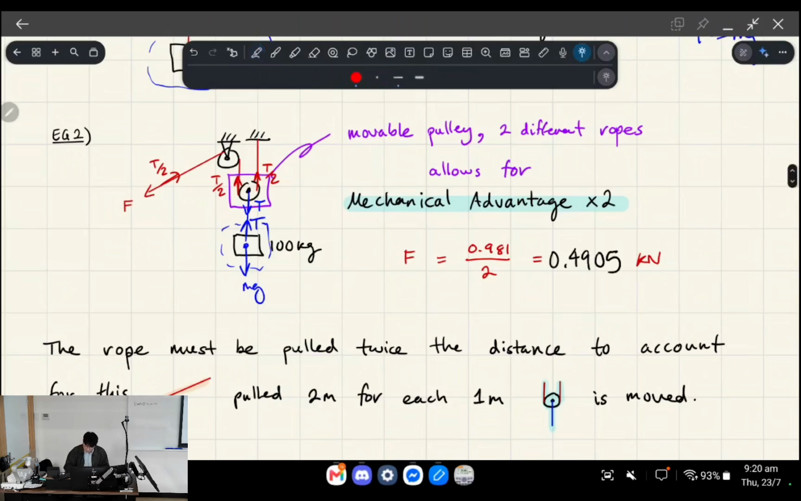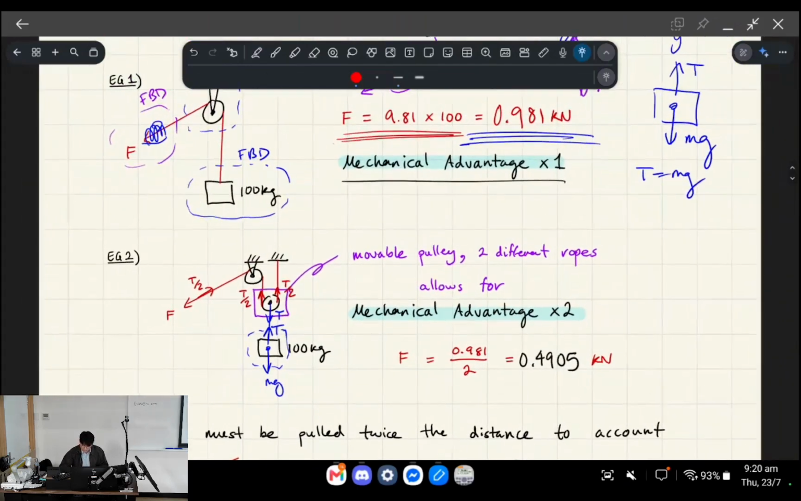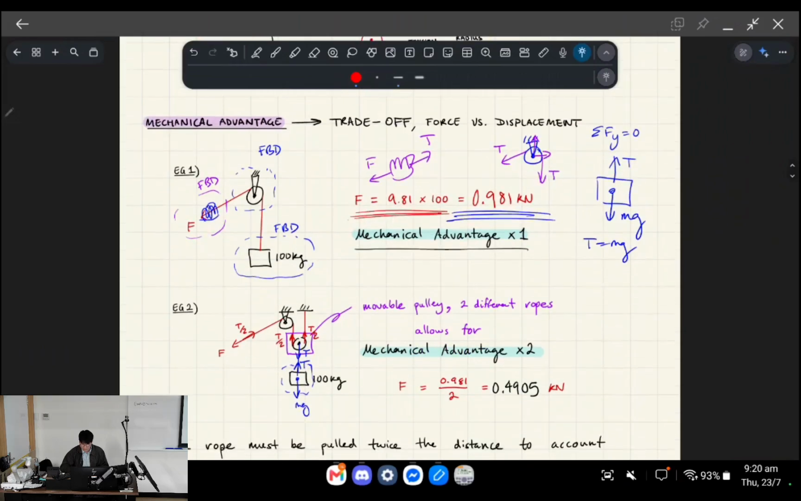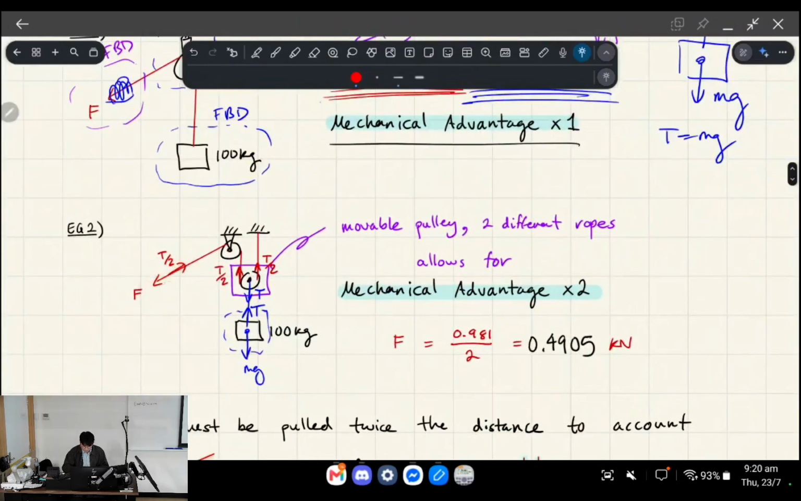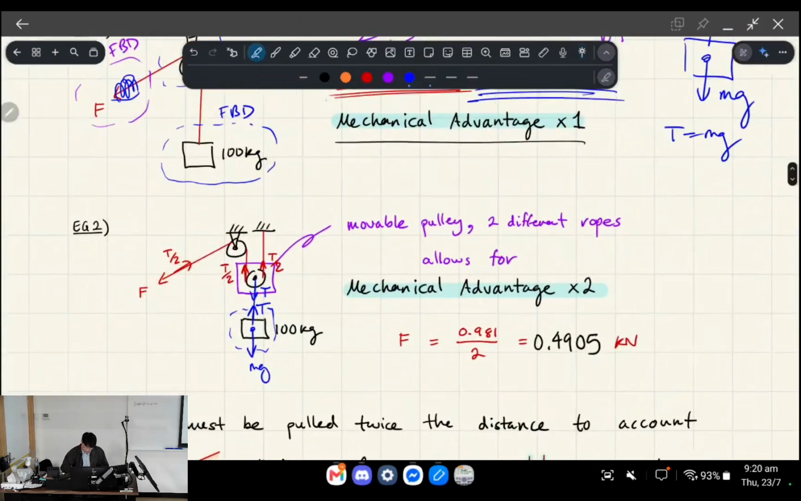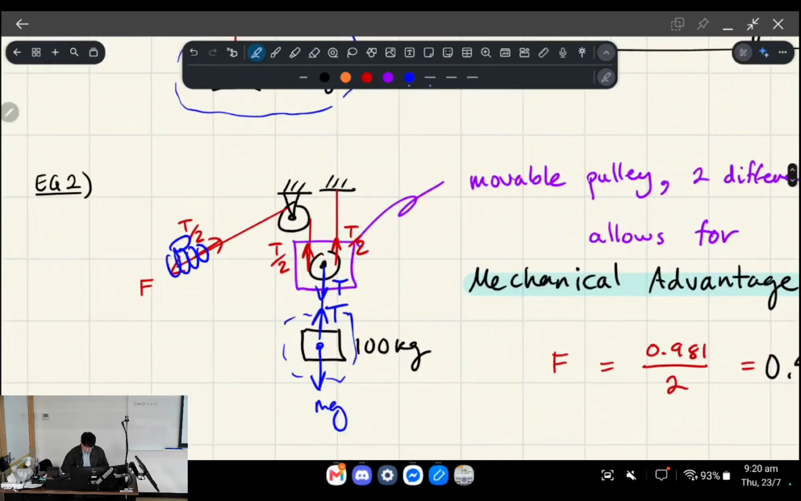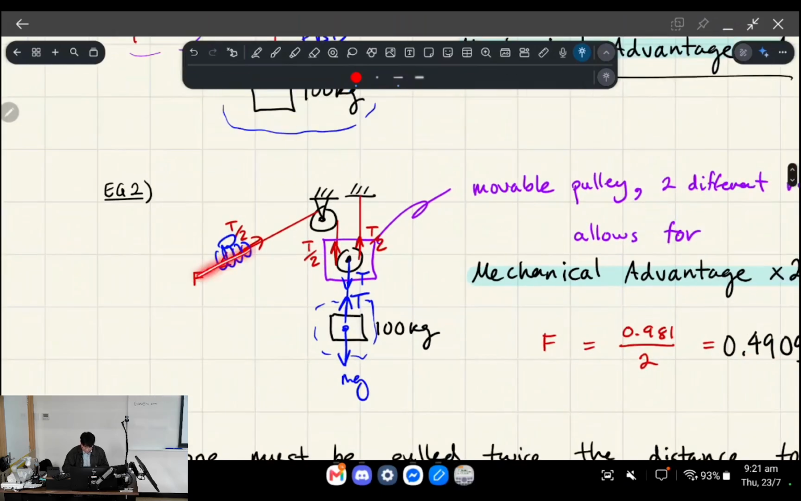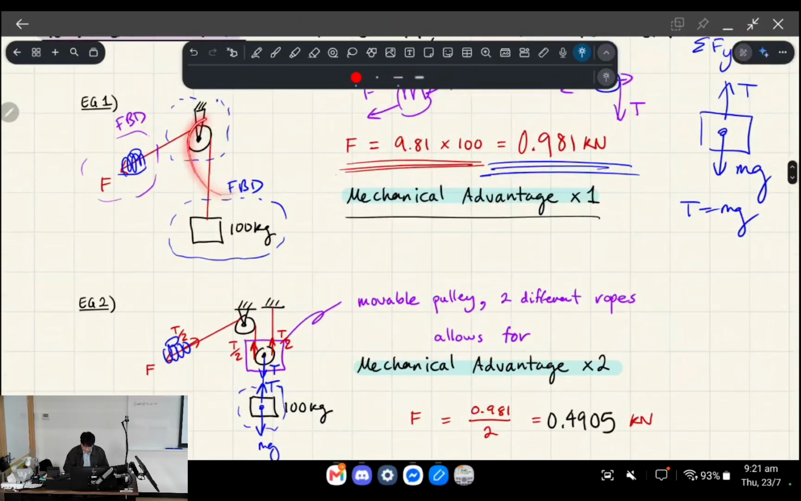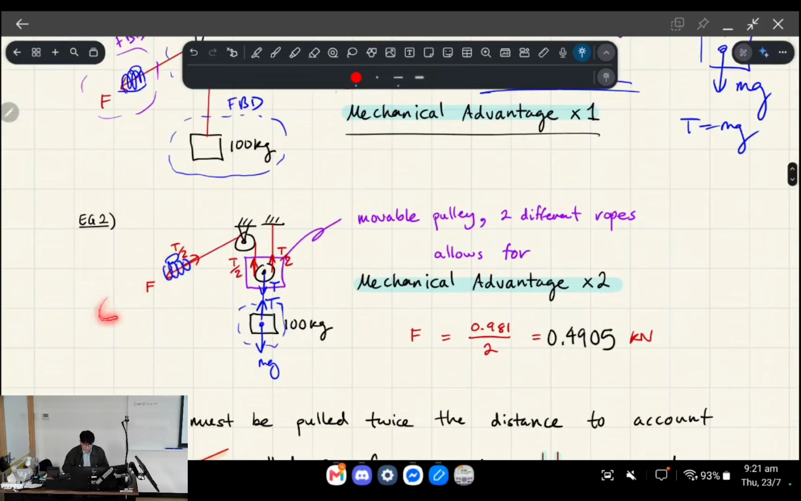Okay, so what does this mean? It means that if I'm pulling on this rope, I only have to pull it half as hard as I did when there was only a mechanical advantage of 1. But the trade-off is I need to pull it twice as far, okay? So in terms of displacement, if I want to just hold the box still so it doesn't move, the rope will pull my hand in that direction with a force of T on 2. If I wanted to apply a force to move it, I only need to apply half the amount of force as I would have without the mechanical advantage system. But I need to pull it twice as far.